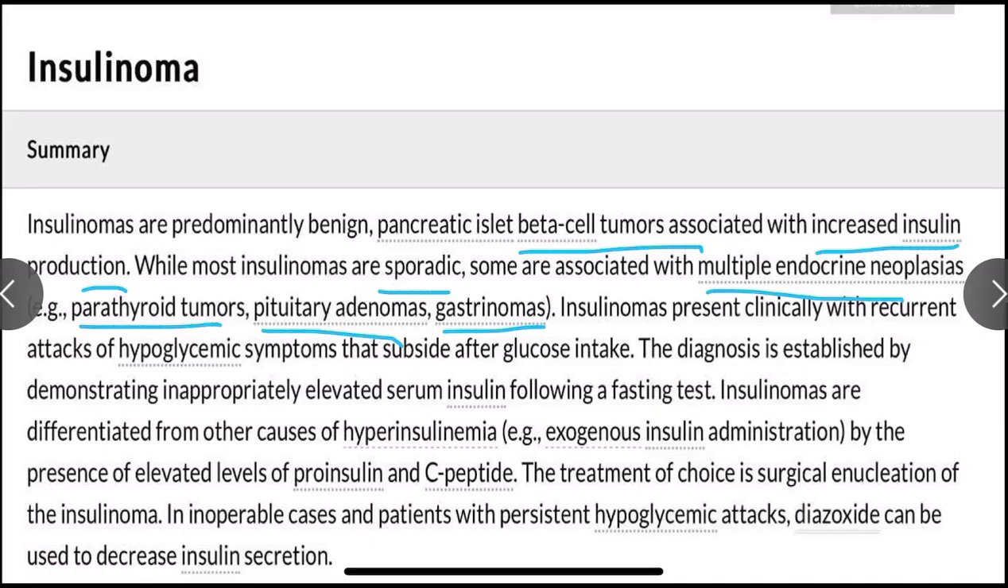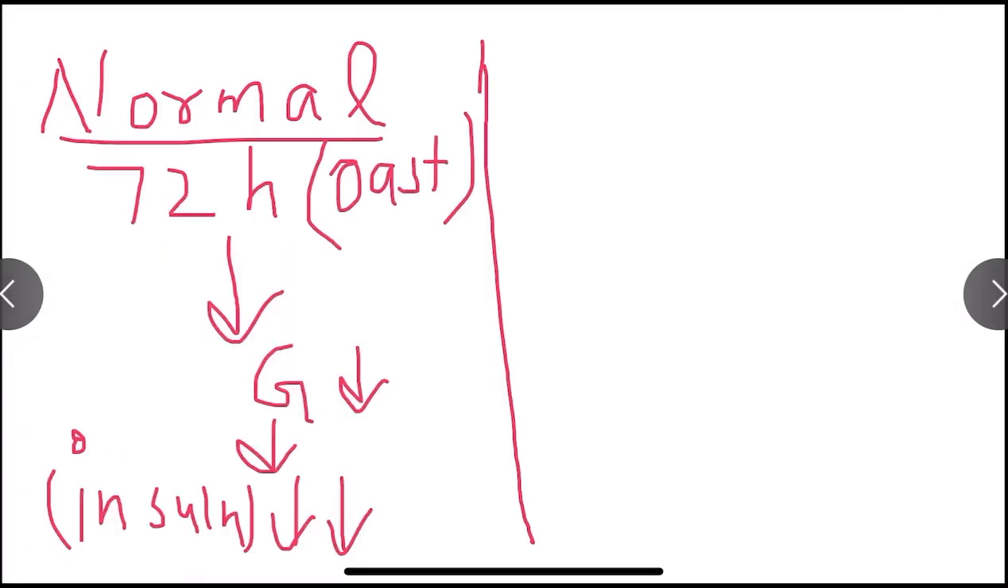So why hypoglycemic symptoms? Because it is an increased insulin production tumor, so for that reason hypoglycemia will be there and the hypoglycemic symptoms will be there. Okay, so the diagnosis is established by demonstrating inappropriately elevated serum insulin following the fasting test. So let me tell you what it means.